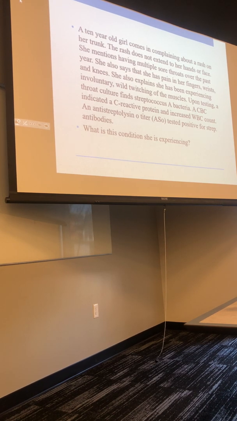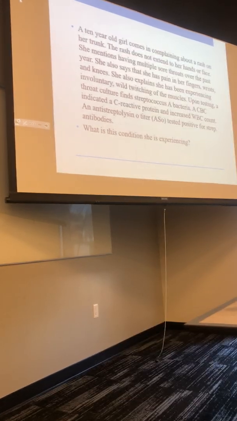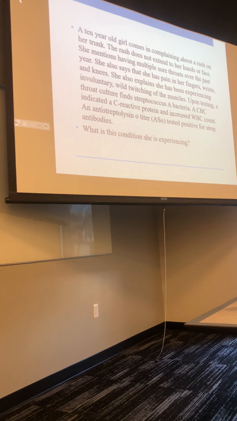A 10-year-old girl comes in complaining about a rash on her trunk. The rash does not extend to her hands or face. She mentions having multiple sore throats over the past year. She also says that she has pain in her fingers, wrists, and knees, joints, right? She explains she has been experiencing involuntary wild twitching of the muscles. Upon testing, a throat culture finds strep A, CBC indicated CRP and increased white blood cell count. ASO tested positive for strep antibodies. What is this condition she's experiencing?